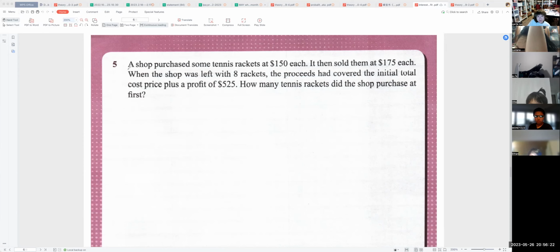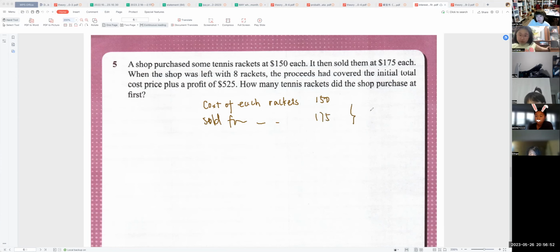Okay, so a shop purchased some tennis rackets at $150 each. That means that's the cost of each racket. Okay, everybody, do you know what is tennis rackets? 就是网球拍子啊。Okay, then sold it for 175. So sold for each racket is 175. So each of them, they're making $25, right?